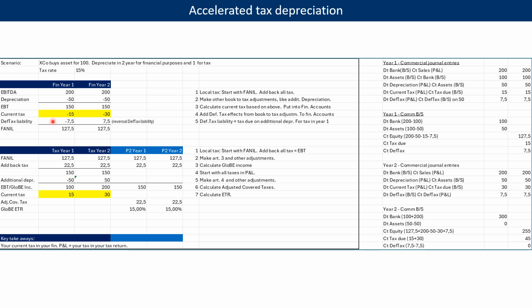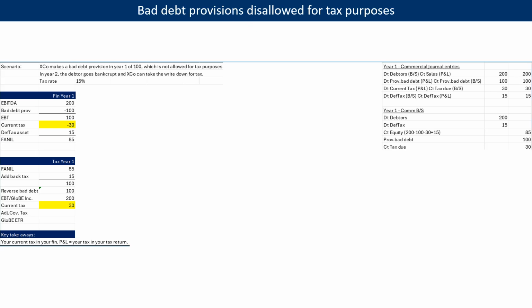And for the GloBE income, we start with a final, we add back all the tax so we can get to the GloBE income. We make any other Article 3 of the GloBE rules adjustments, that gives us the GloBE income. Then we calculate the taxes. We start with everything in the P&L minus 22.5. We make all Article 4 adjustments. We calculate the adjusted covered taxes, which is 22.5, and we divide that by our GloBE income, which gives us a 15% effective tax rate.